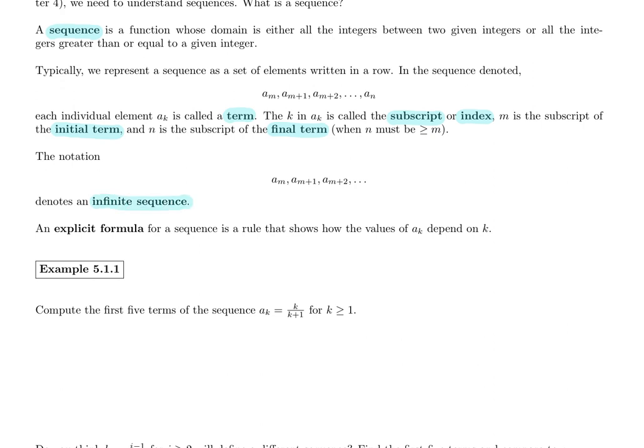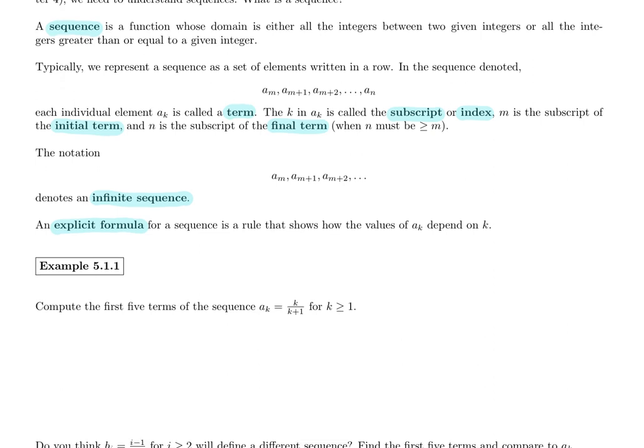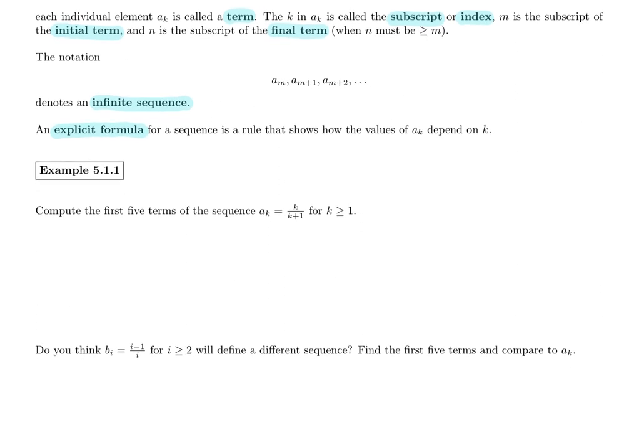And sometimes we can actually find an explicit formula for a sequence, which is a rule that shows how the values of a sub k depend on k. So let's look at an example of what one of those might be and how we use it. Here we have an explicit formula, a sub k equals k over k plus 1 for k greater than or equal to 1. And we want to find the first 5 terms in the sequence.